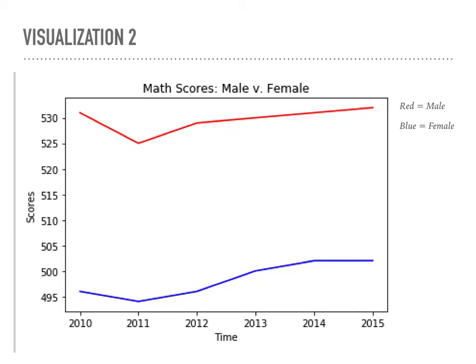As you can see, that was not the case in Virginia. Males still did better than females over a 5-year span, looking at 2012 to 2015. And the blue line in this visualization represents the female average math score from 2010 to 2015, and the red line represents the male average math score from 2010 to 2015.